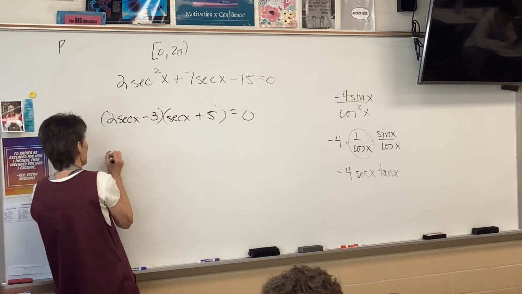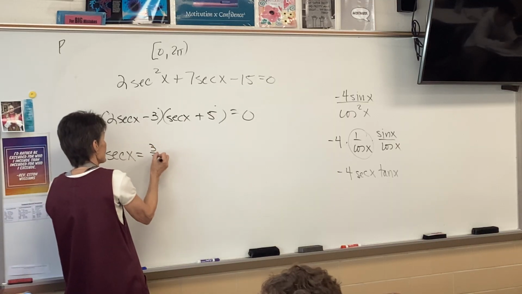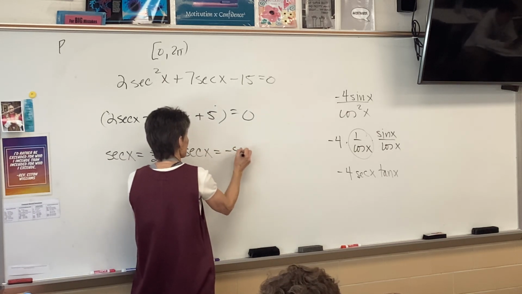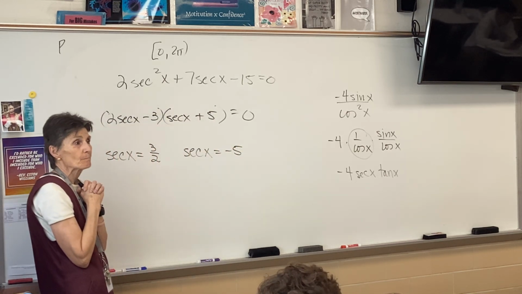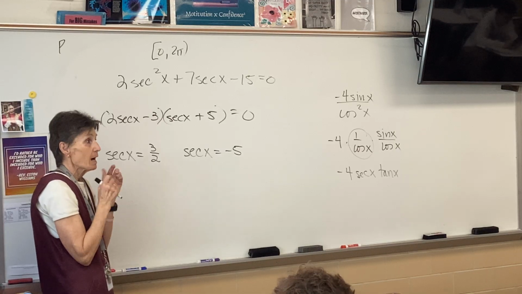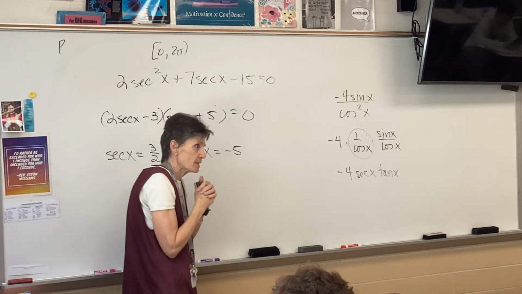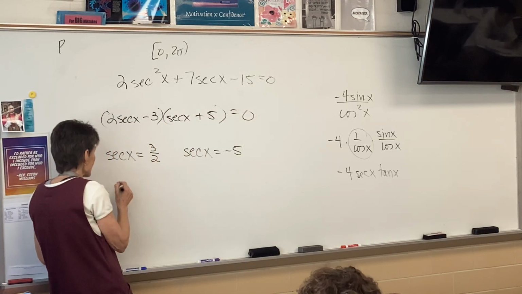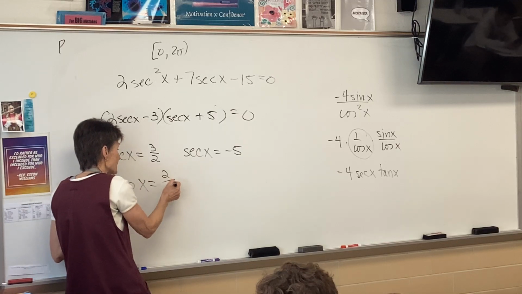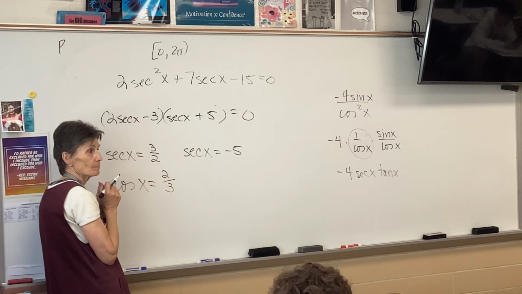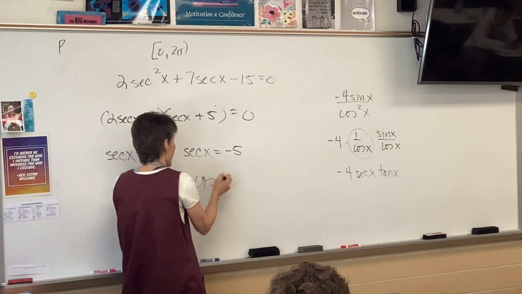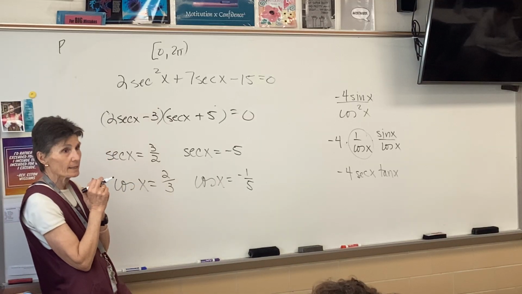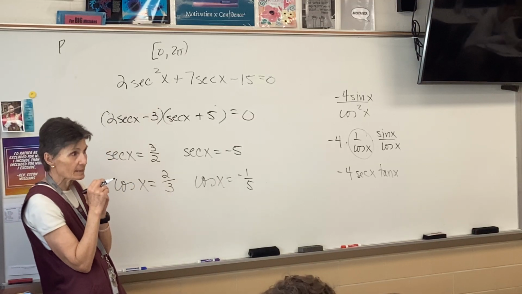So what does this say? This says that the secant is 3/2, or the secant is -5. Would you agree with that? Now, I don't do secants, and my calculator doesn't really do secants. So if the secant is 3/2, that means the cosine is 2/3, and the cosine is -1/5, because the cosine is the reciprocal of the secant, right?